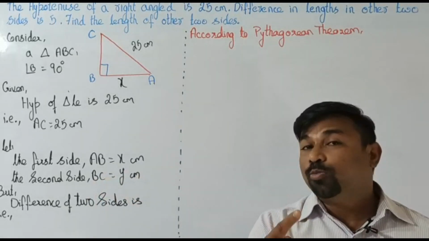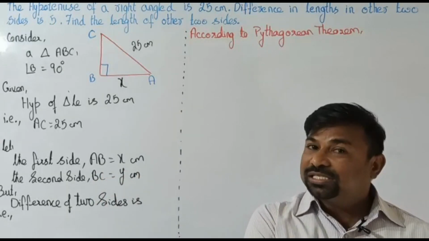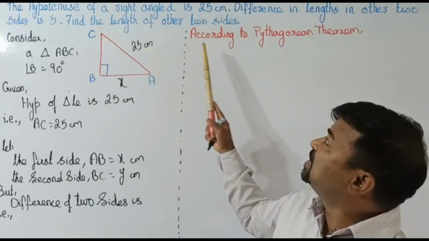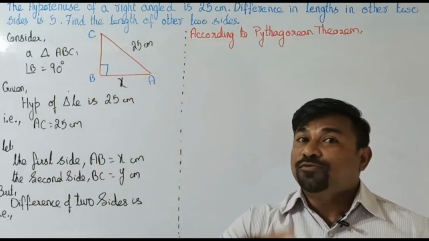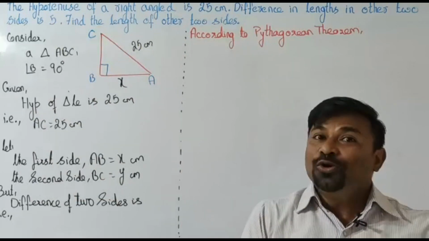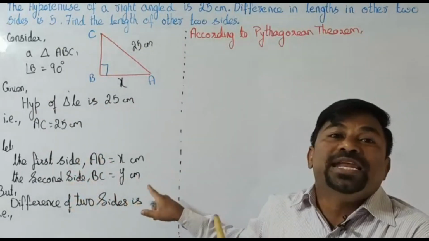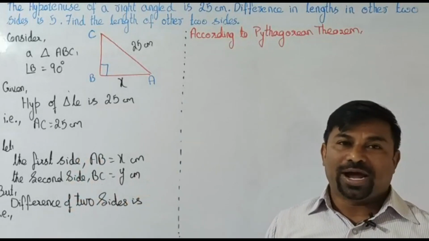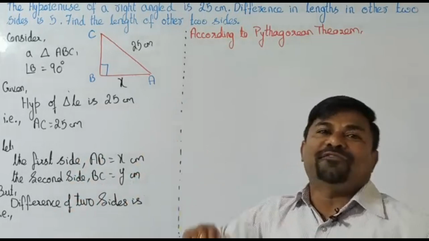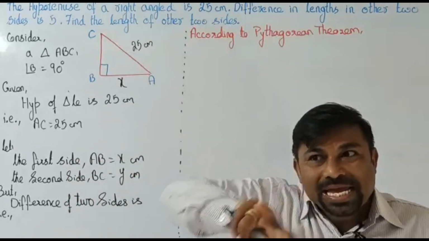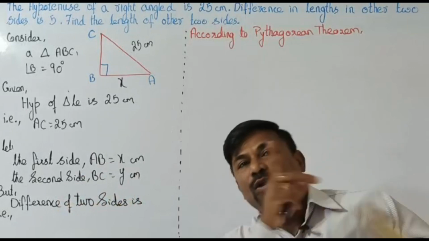Now how many unknowns are there? Two. But as I said, the question deals with the hypotenuse and the Pythagorean theorem, so we have power 2. So we have to eliminate the variable y. Convert y in terms of x. How can y be written in terms of x? Because we like to replace that y with x.